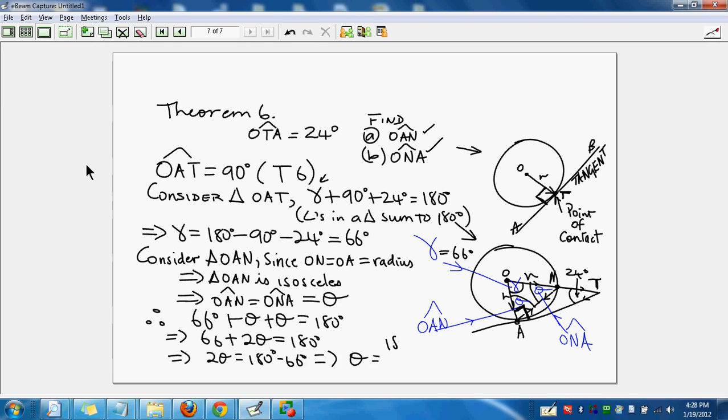minus 66 degrees divided by 2. Divide both sides by 2. And once you do that, we'll get the answer of 57 degrees. So seeing that they wanted us to get OAN and ONA and both are equal, which we said was theta, we would have given them their answer right here. The answer is 57 degrees.